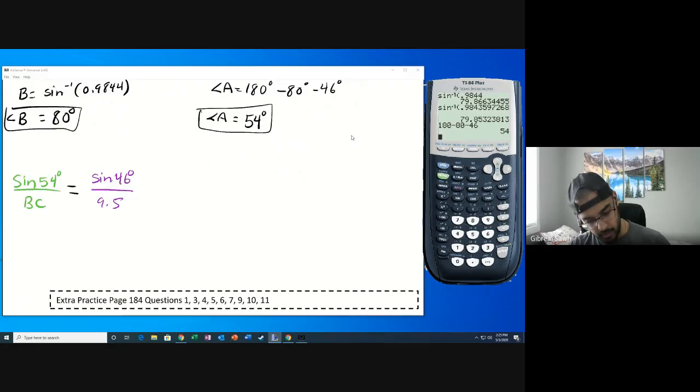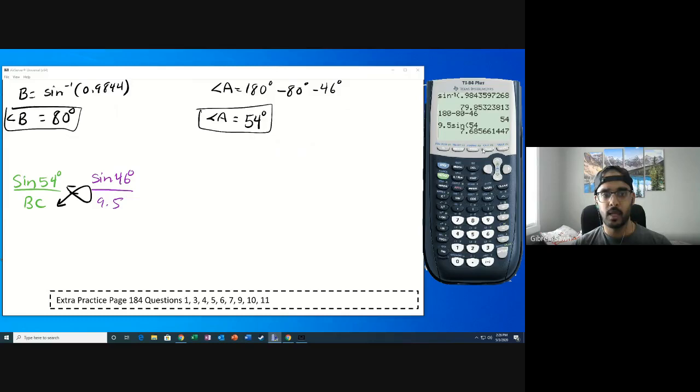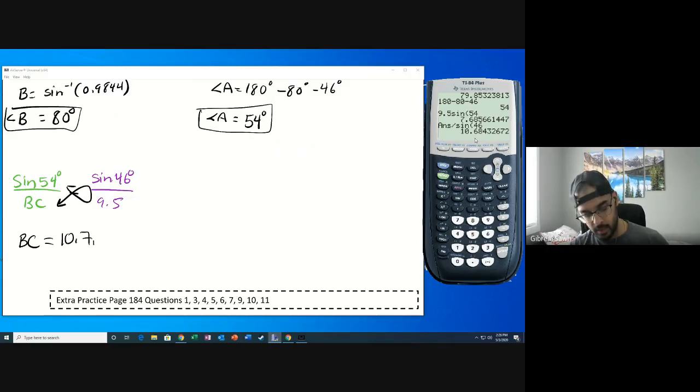Now again, I'm going to use that cross multiply and divide. So always start with the 2 items that you know that are diagonally across. I can't go the other way because I don't really know what BC is yet. So I'm going to start with the other 2. Go 9.5, multiply it by sine 54, hit enter. And I'm going to divide that by sine 46. Okay, so now I know that BC, its length to the nearest tenth is usually where sides go. So that'll be 10.7, I think it's meters.